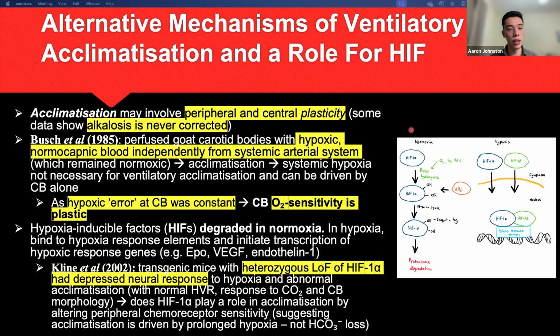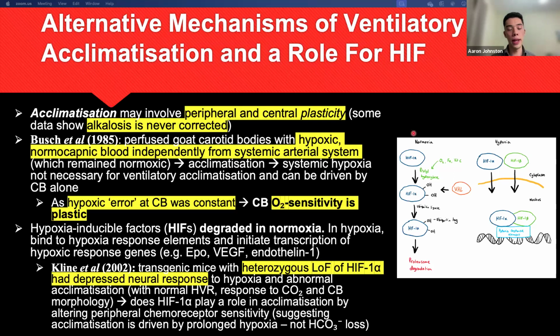Bush in the 1980s found that if he perfused goat carotid bodies, so the peripheral chemoreceptors, with the same level of hypoxia with normocapnic blood, independently from the systemic arterial system, so they kept the systemic system normoxic, this led to an acclimatization response. And this suggests that systemic hypoxia is not required for the ventilatory acclimatization, and that the carotid bodies alone can drive acclimatization.